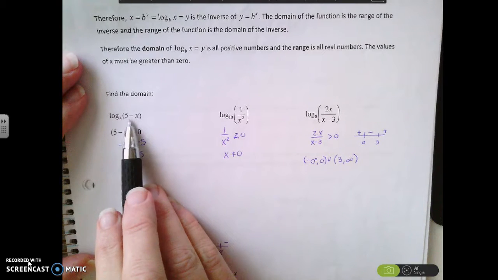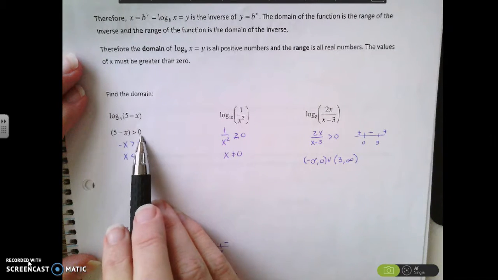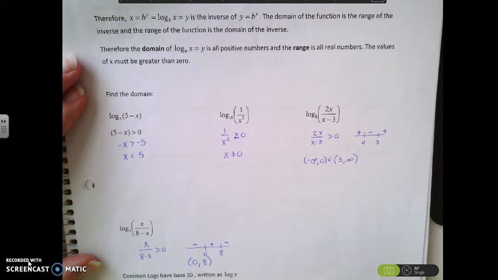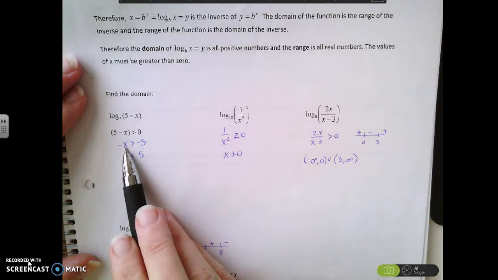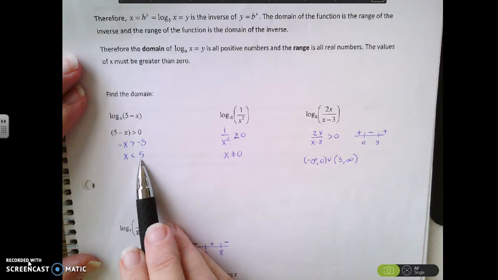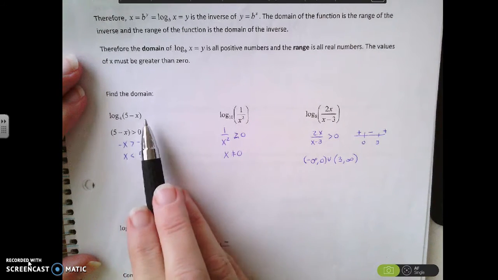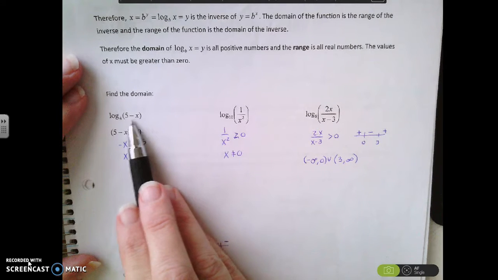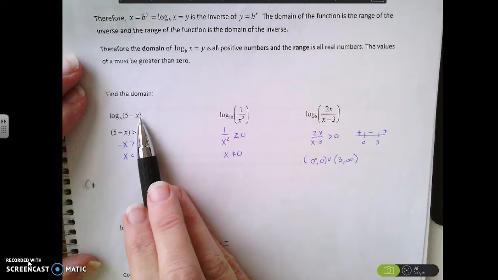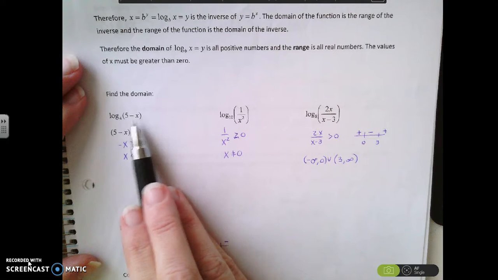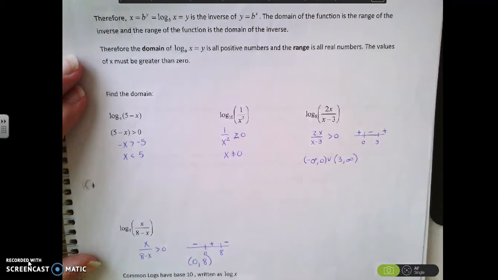So that means that 5 minus x has to be greater than 0. It has to be a positive number, and it cannot equal 0, because remember, our asymptote is at 0. So I'm going to solve this, and I end up with all the x values that are less than 5 will work for this problem. So if I put in 5, I'm going to get 0. I can't have that. But if I put in 4, I'm going to get 1. If I put in 2, I'm going to get 3. So those are all the x values that I'm allowed to put in there. And I can also put negative values in there.